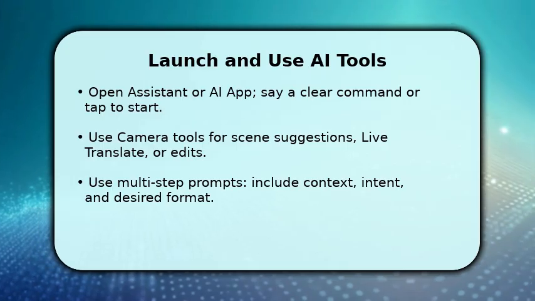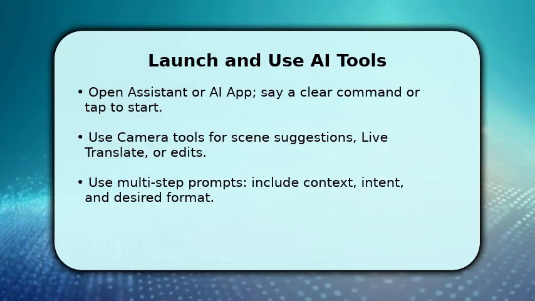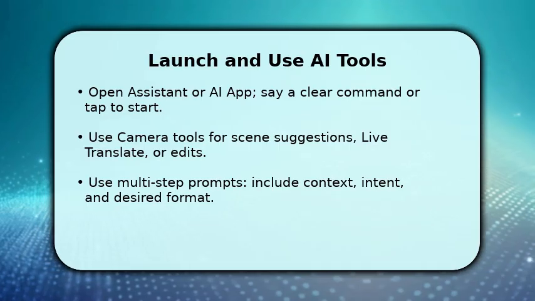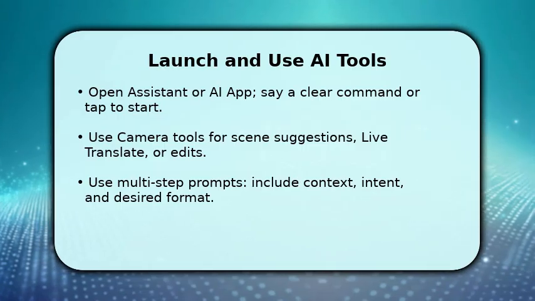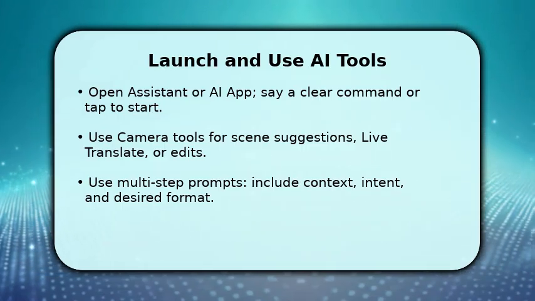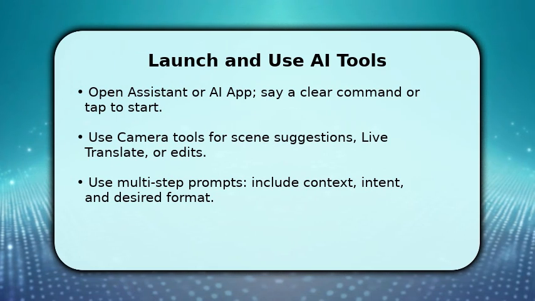For complex tasks, chain prompts. Give intent, clarifying details, then request format, bullet list, summary, draft. Once replies appear, tap to copy, edit, or continue the conversation to refine the result until it fits your needs.